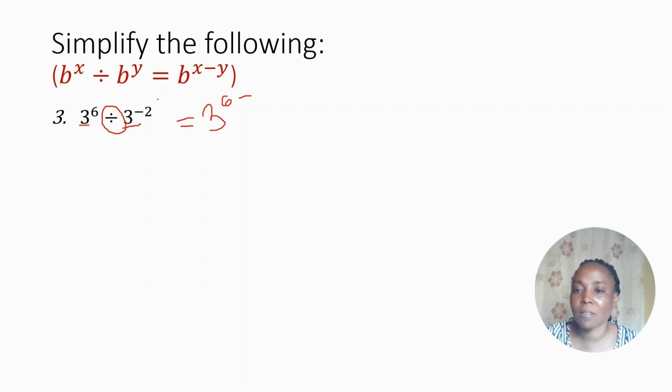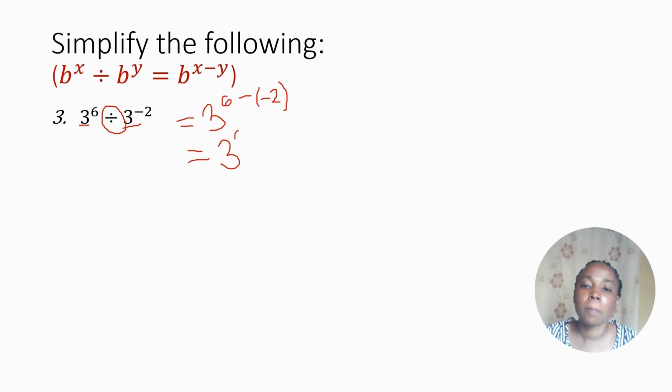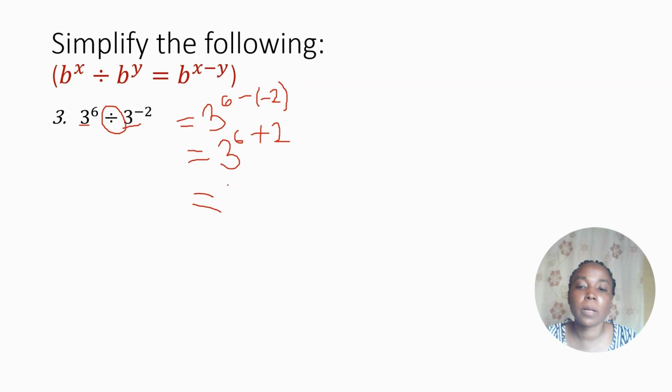Then for this term itself, you have a negative value, so you have to open a bracket and then you have your negative 2. Recall that I said that if you have a negative opening a bracket, it's going to affect the sign of your answer. So we are going to have 3 raised to power 6 minus times minus, which is going to give us a positive value. So this is going to be plus 2. Okay, and that will give us 3 raised to power 8. I guess that is simple enough.